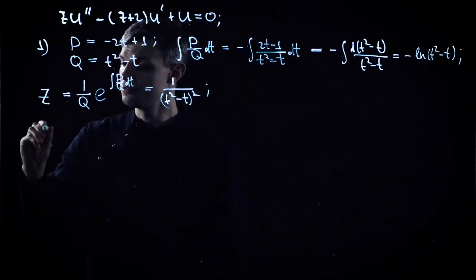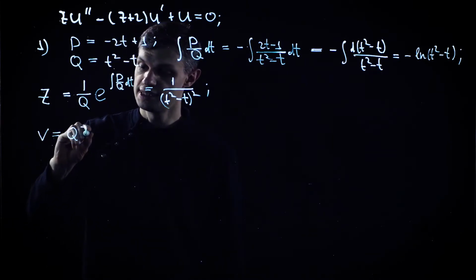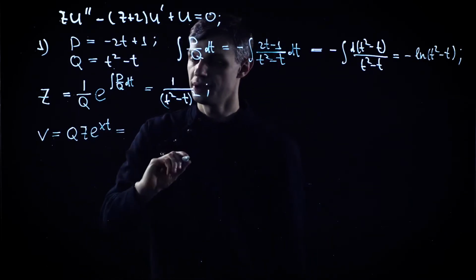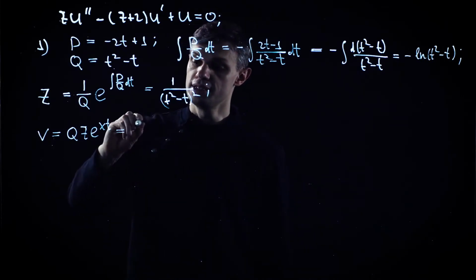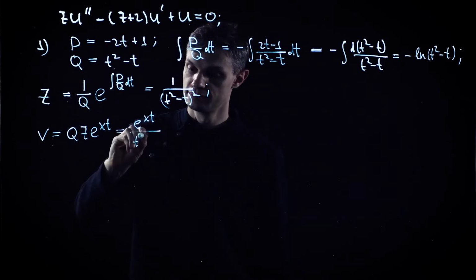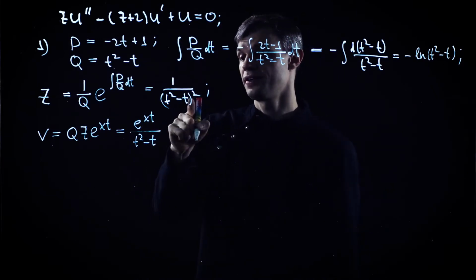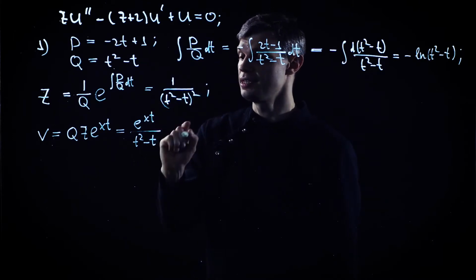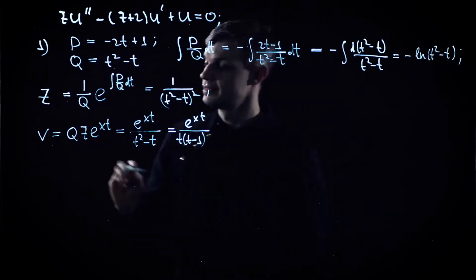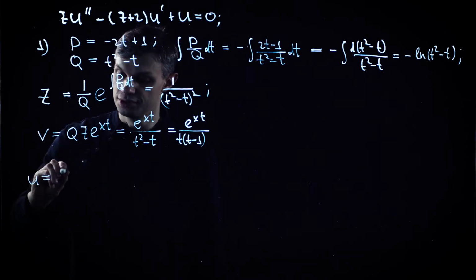And our v function is q times z times e to xt. What we get is simply e to xt divided by t squared minus t. To make things a little bit simpler, let's factor out t in the z function and t in our v function. And the solution is presented by a general integral.